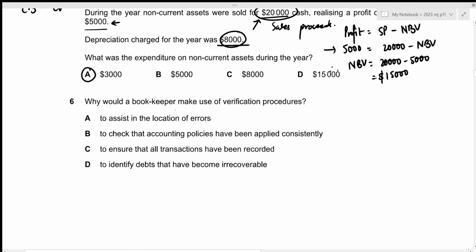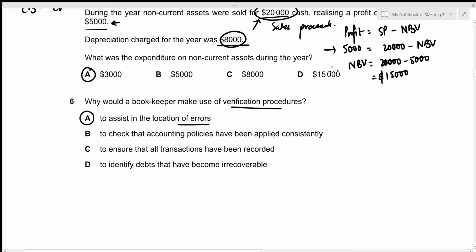Why would a bookkeeper make use of verification procedures? So remember that verification procedures are used in order to ensure that all of the transactions that we have recorded are free from errors. So that's the answer we're looking for. The first one is to assist in the location of errors. That's the correct one.